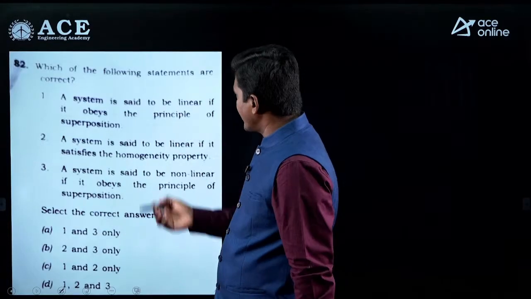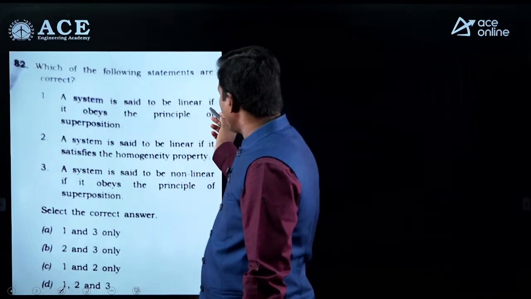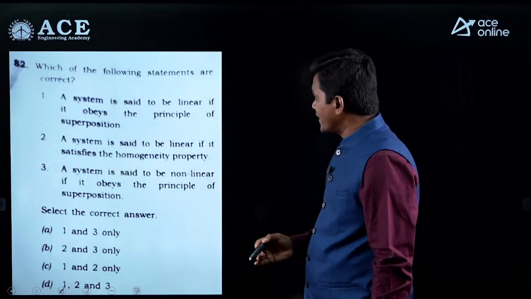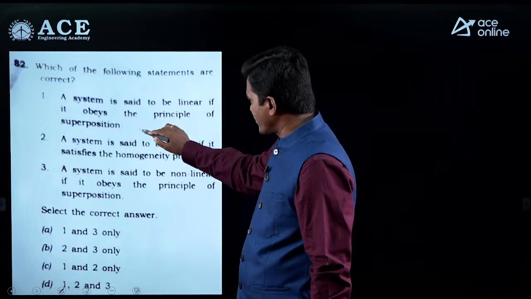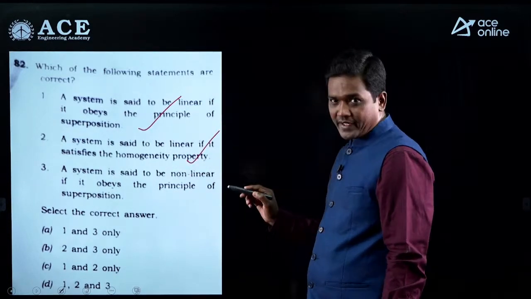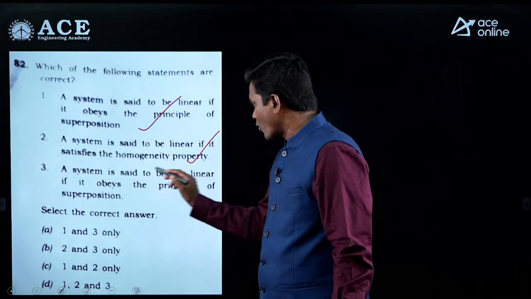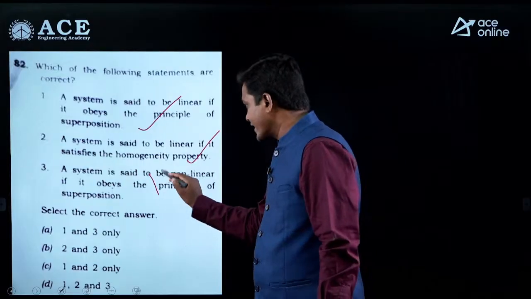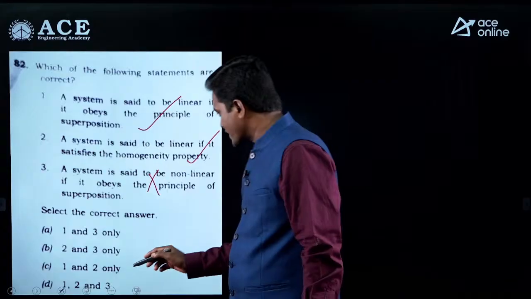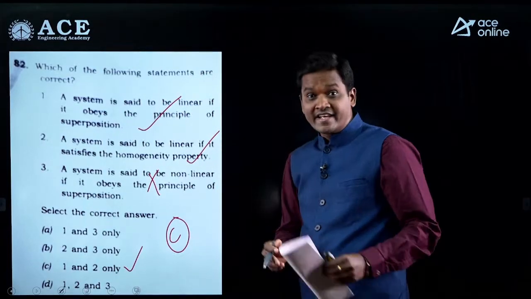It is the definition of a linear system. See the first option: a system is said to be linear if it obeys the principle of superposition, correct. A system is said to be linear if it satisfies the homogeneity property, correct. And a system is said to be non-linear if it obeys the principle of superposition, no, it's wrong. Okay, yes. So what are the correct options? 1 and 2 are the correct options. So the right option is C. Okay, it is the definition of the linear system.